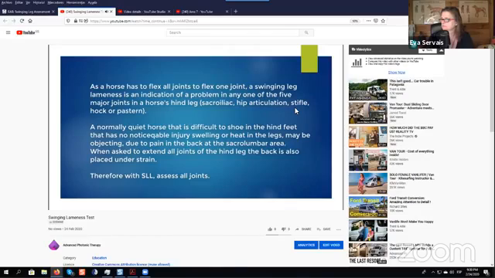As a horse has to flex all joints to flex one joint, a swinging leg lameness is an indication of a problem in any of the 5 major joints in a horse's hind leg: sacroiliac, hip articulation, stifle, hock, or pastern. A normally quiet horse that is difficult to shoe in the hind feet, that has no noticeable injury, swelling, or heat in the legs, may be objecting due to pain in the back at the sacrolumbar area. When asked to extend all joints of the hind leg, the back is also placed under strain. Therefore, with swinging leg lameness, assess all joints.